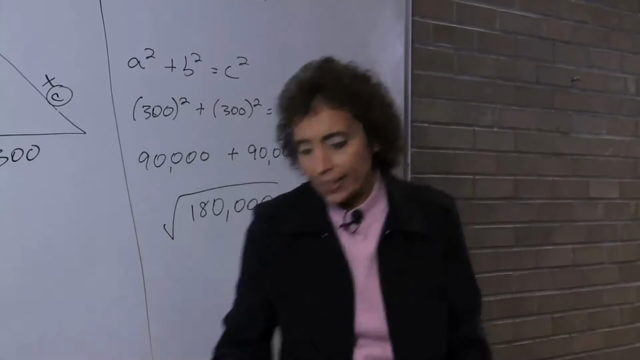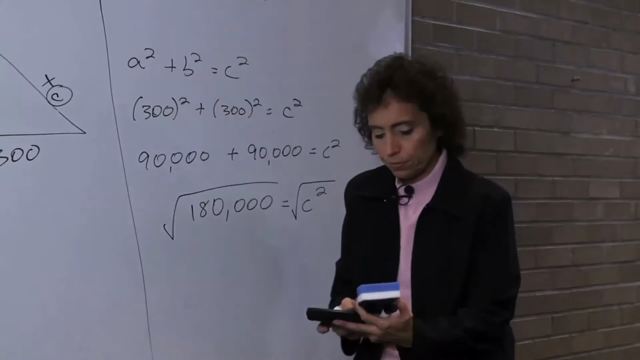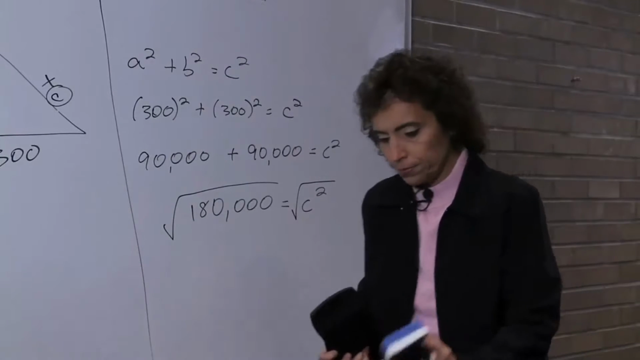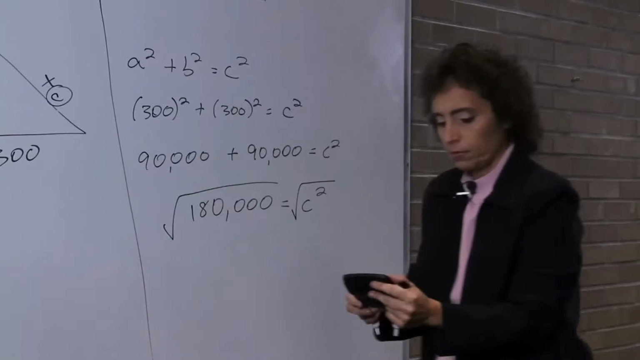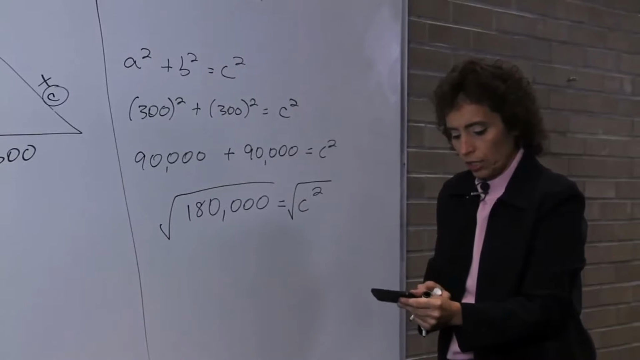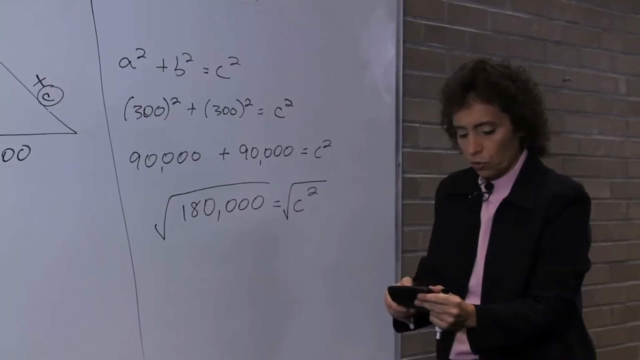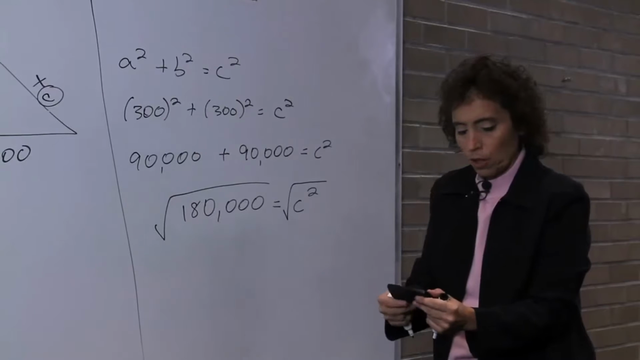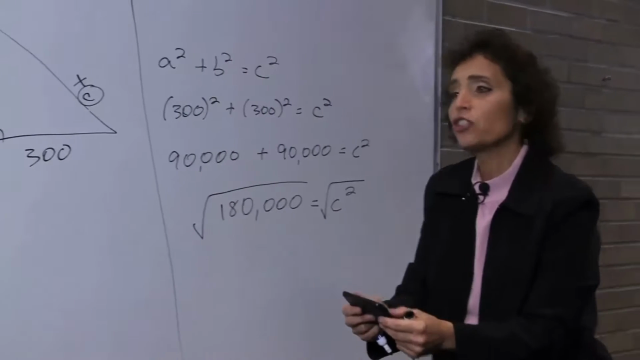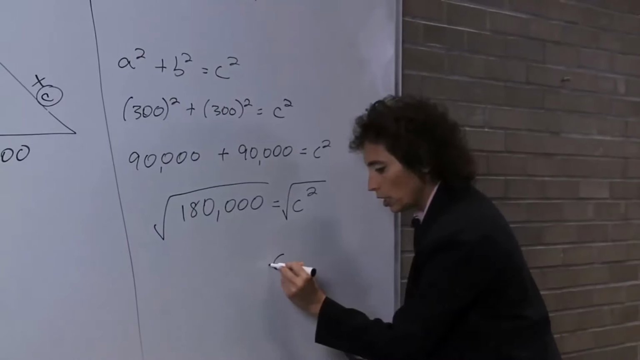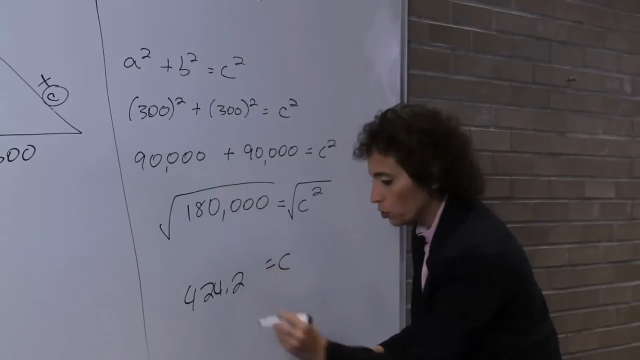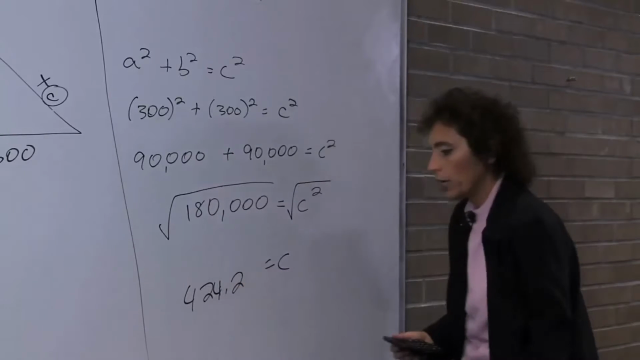I'm going to use our handy-dandy calculator. So here we go. I'm going to put 180,000 in here. Here we go. 180,000 square root is 424.264. It says round to the nearest whole foot. So c equals 424.2, and this is feet.